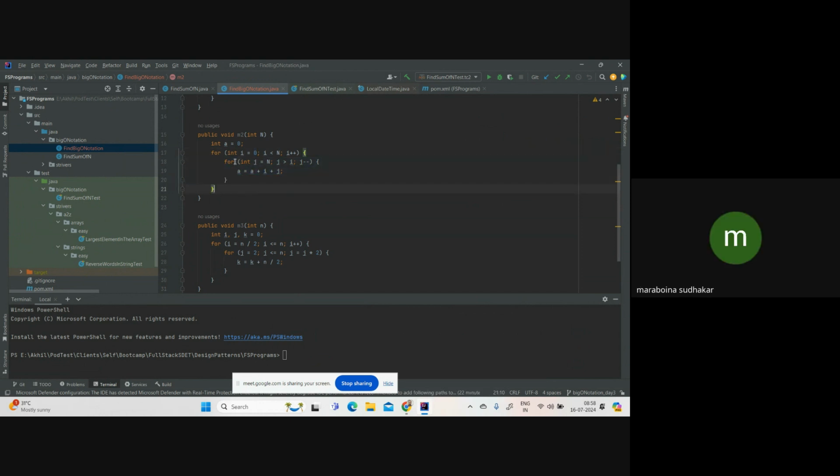So try to understand how many times this for loop is running. N times only. N times, right? Yeah, you got it.